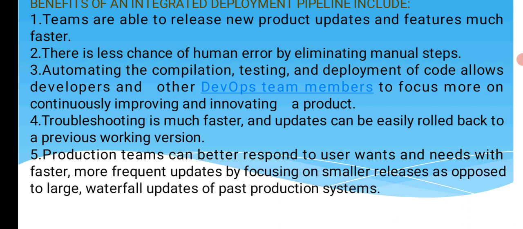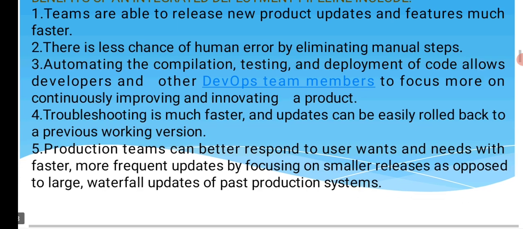Troubleshooting is much faster and updates can be easily rolled back to a previous working version. Production teams can better respond to user wants and needs with faster, more frequent updates by focusing on smaller releases as opposed to the large waterfall updates of past production systems.